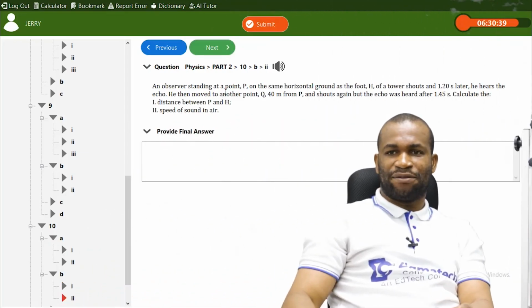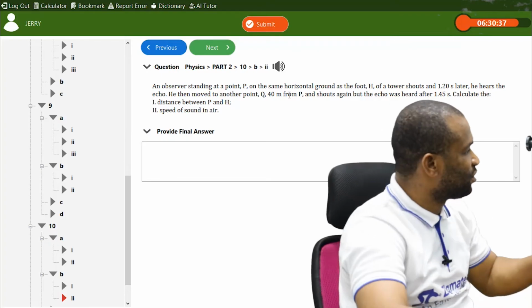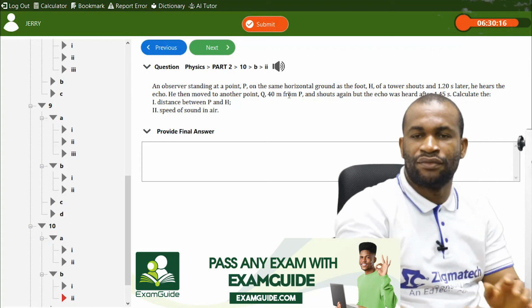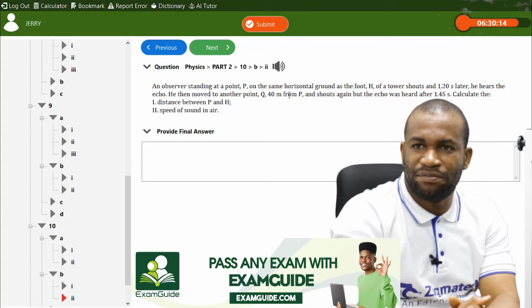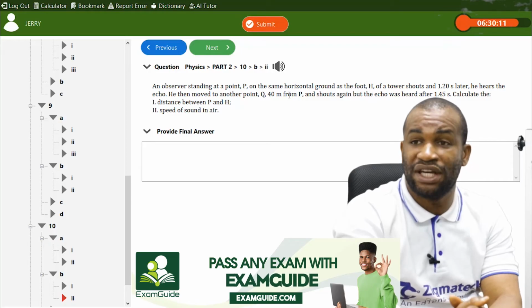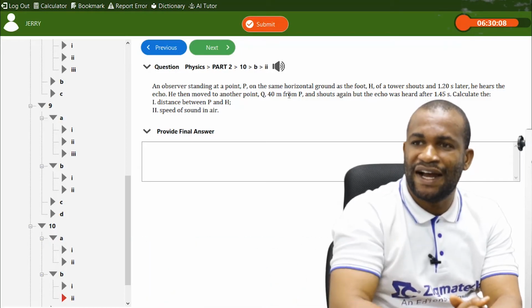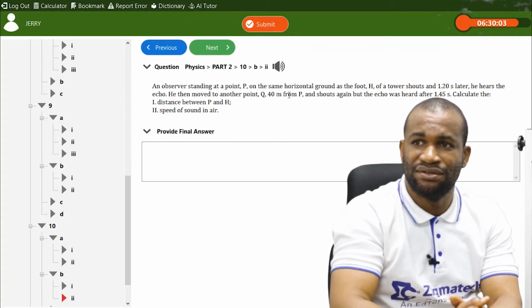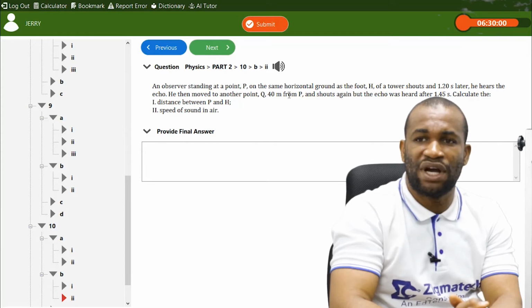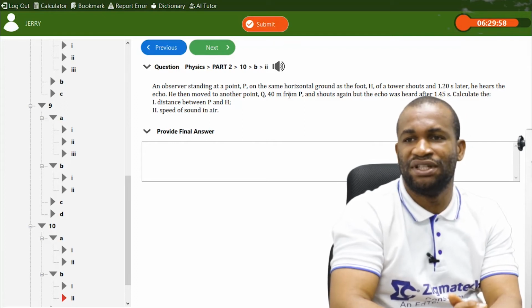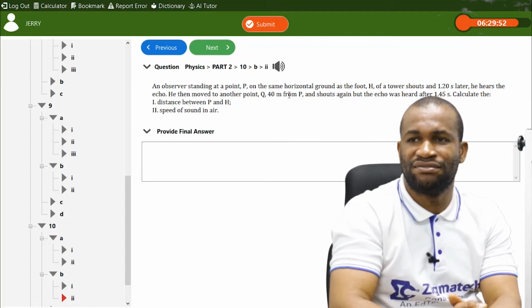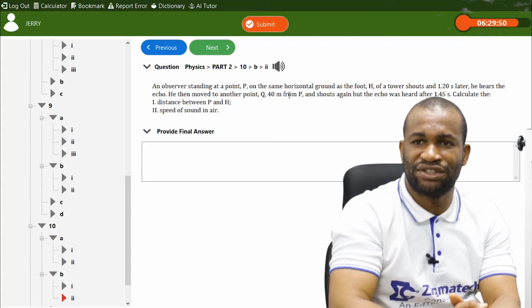An observer at a point P on, okay, this is a calculation question. An observer standing at a point P on the same horizontal ground as the foot H of a tower shouts, and 1.2 seconds later he hears the same echo. He then moved to another point Q 40 meters from P and shouts again, but the echo was heard 1.45 seconds later. Calculate the distance between H and P and then the speed of sound in air.